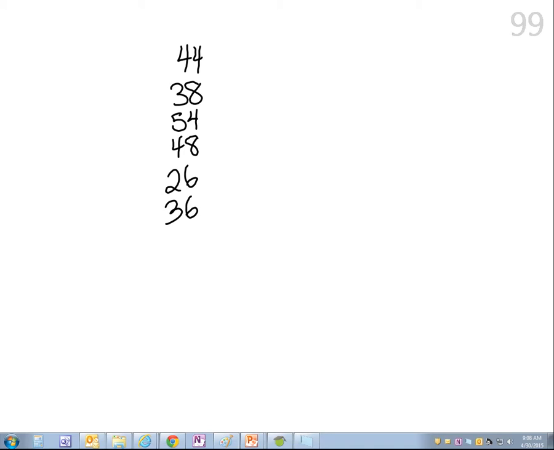Now what do I do? What do the instructions tell me to do again for MAD? Look in your notes. Okay, I have to find the difference from the average. And our mean is 41, so.